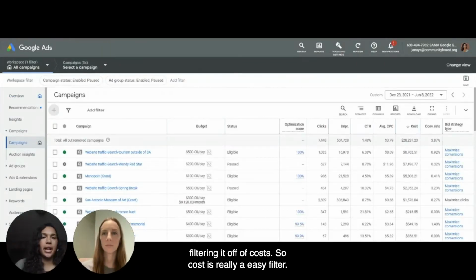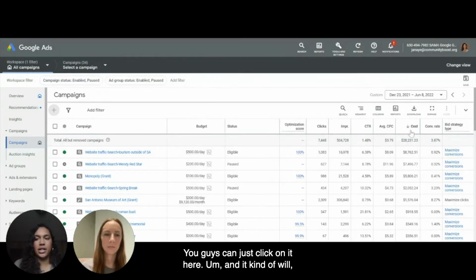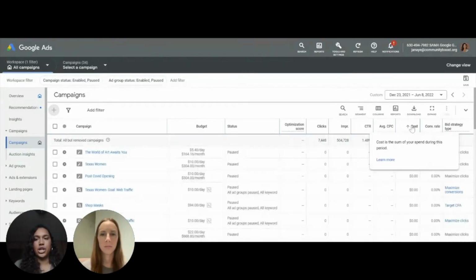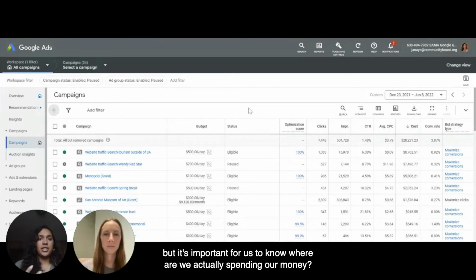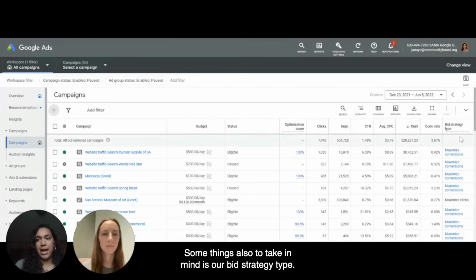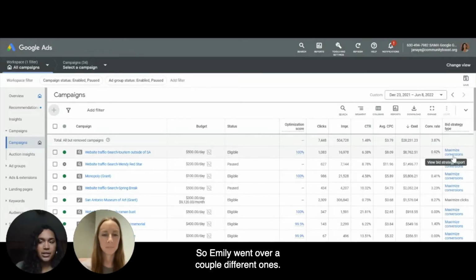costs. So cost is really an easy filter. You guys can just click on it here and it will change the data here. But it's important for us to know where we are actually spending our money. Some things also to keep in mind is our bid strategy type. So Emily went over a couple different ones.